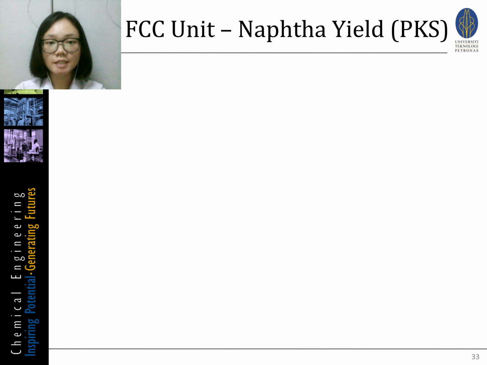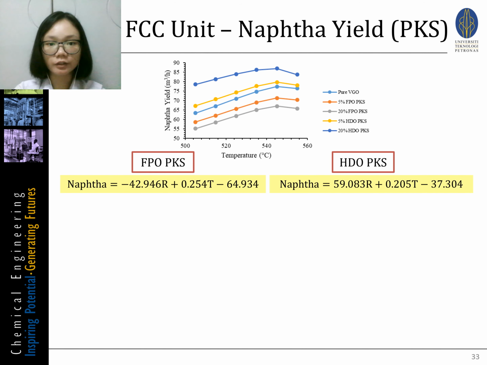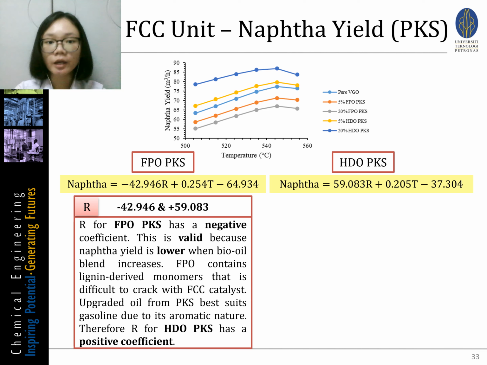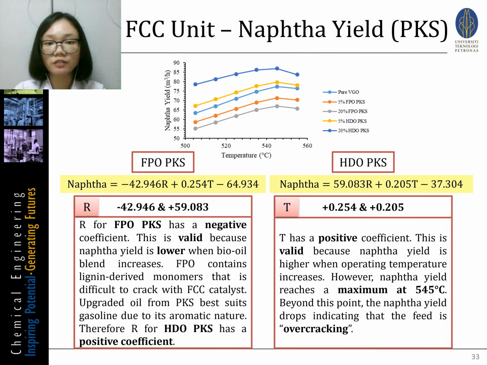As for the process analysis, based on these two equations, the R for FPO PKS boil oil has a negative coefficient, and this is valid as we can see that the naphtha yield is lower when the boil oil blend increases. This is due to the lignin-derived monomers that are difficult to crack. However, the upgraded boil oil from PKS results in higher naphtha yield, therefore HTO PKS has positive R. As for the temperature, it has a positive coefficient, meaning that the naphtha yield increases with the operating temperature until a maximum, as we can see from here.